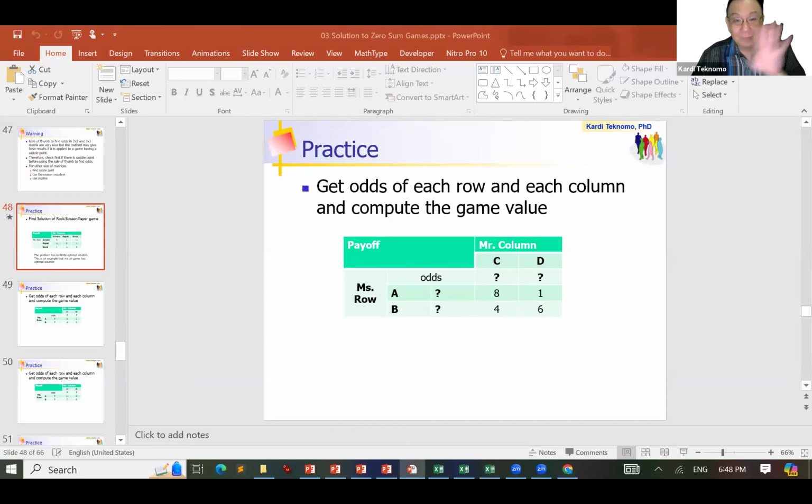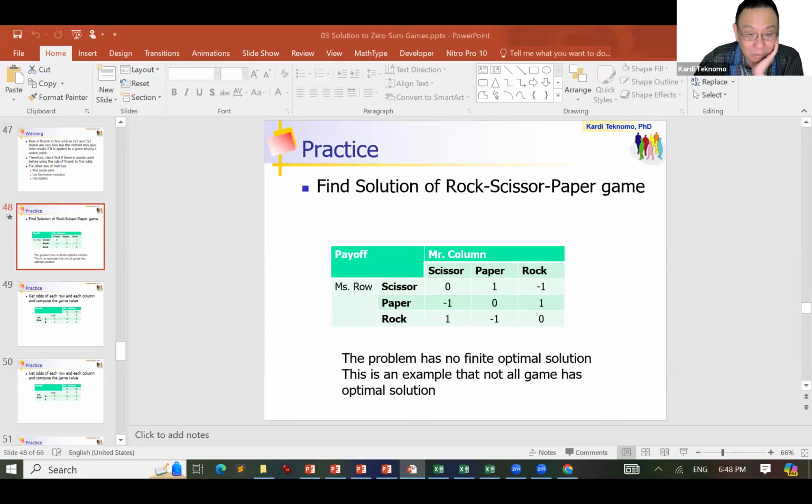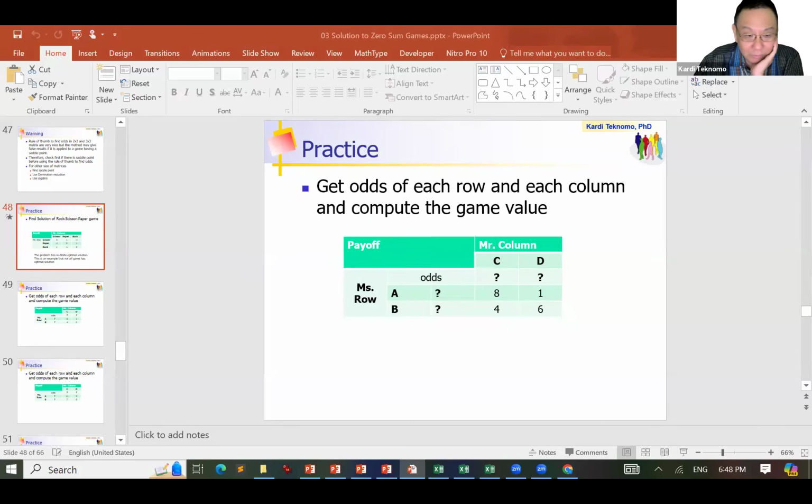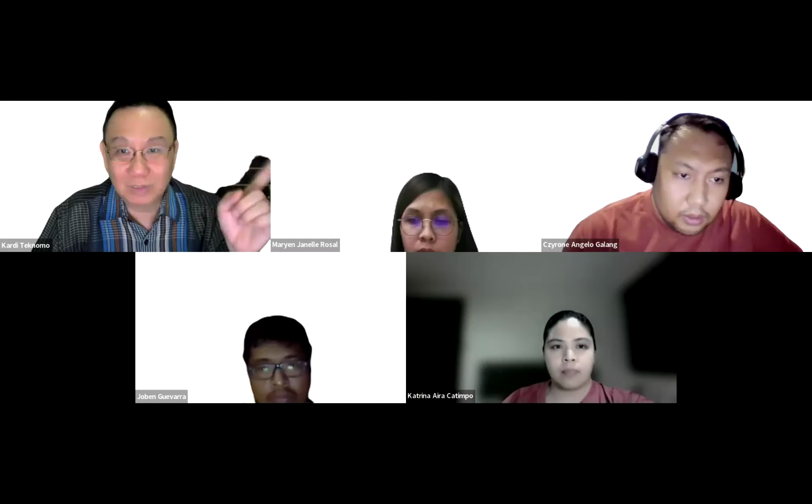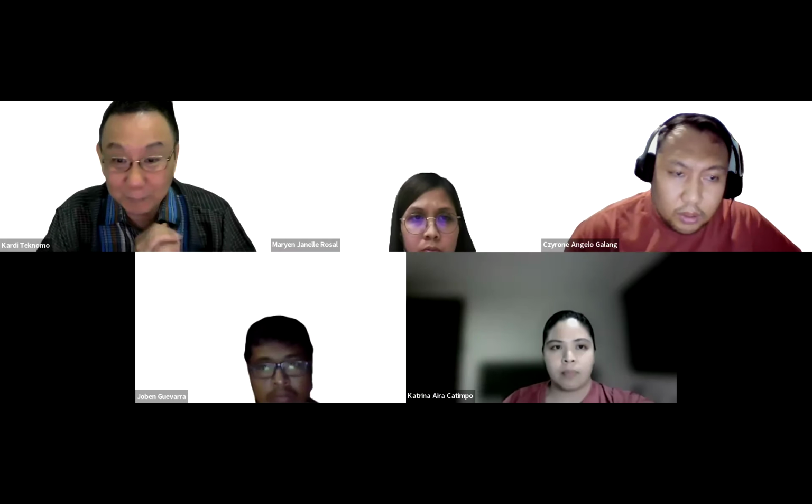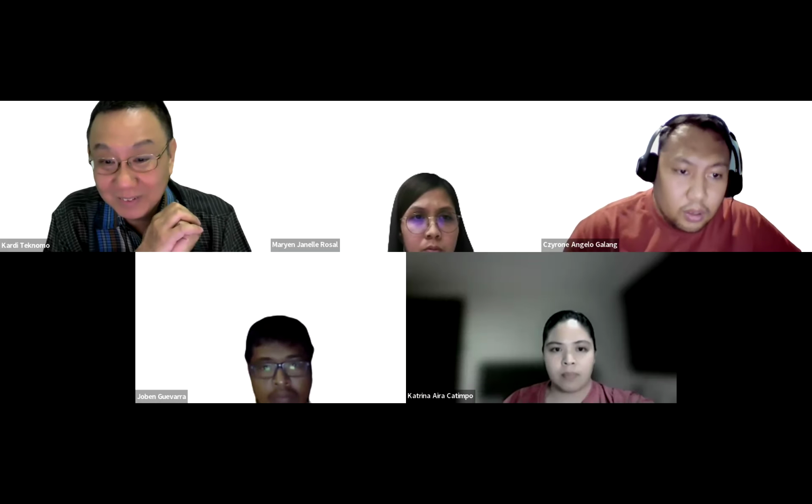So can you find the odds of the 3 game payoffs? Okay, so number 1 is 8, 1, 4, 6. Number 2 is 1, 1, 4, 7, 9, and then number 3 is 16, 2, 8, 12. Can you get it? This is easy because it's just 2 by 2. Sorry, you remember?